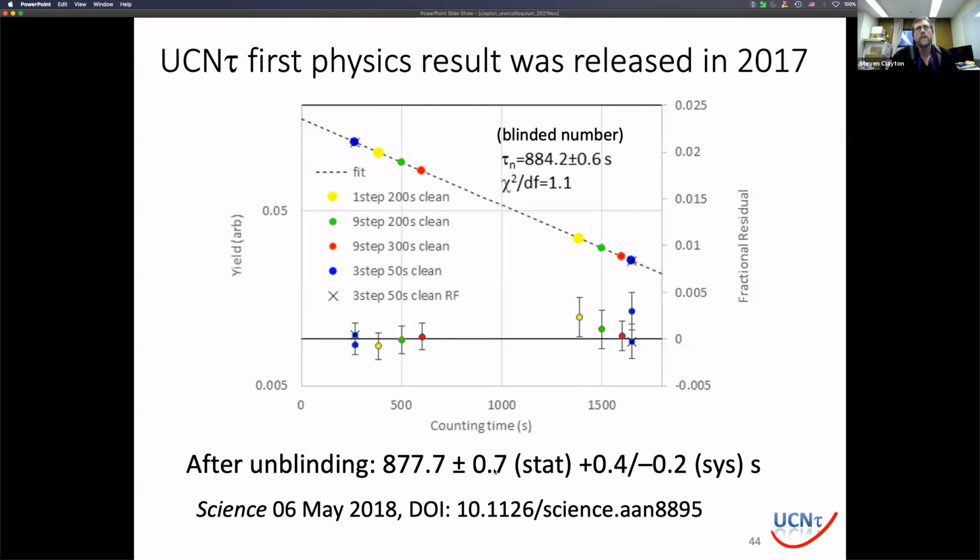Okay, so we released our first result in 2017. It was published in 2018 finally, and that just shows what we have. The key difference between every other storage lifetime that's come before this is that our systematic correction was much smaller than the statistical spread in this. So basically, we have a zero offset on this. The storage time in our magnetic trap is the beta decay lifetime as far as we can tell.